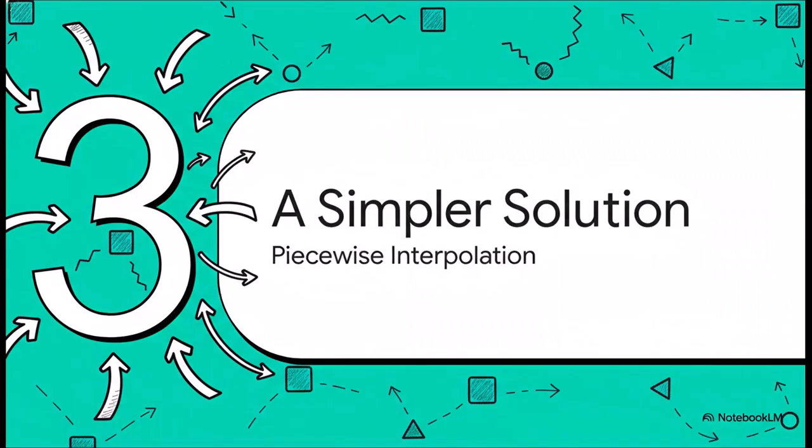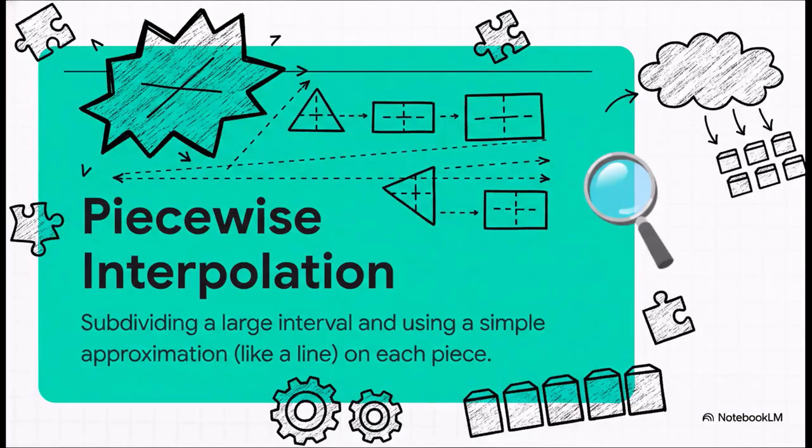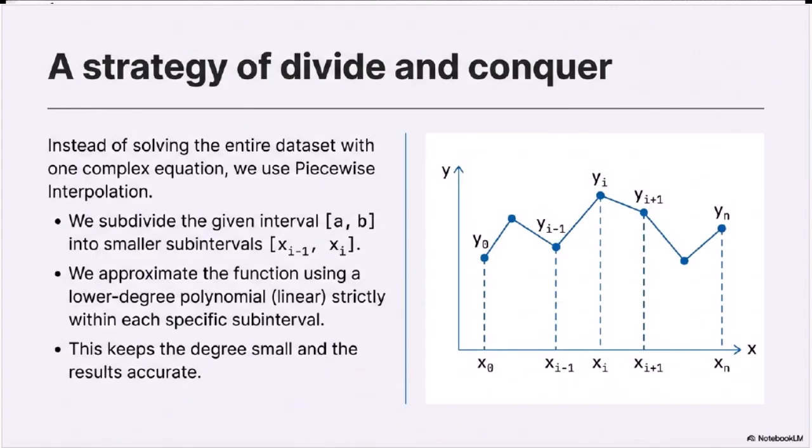So, let's meet our hero properly. This much smarter approach is called piecewise interpolation, and you can think of it as a classic divide-and-conquer strategy. Instead of trying to wrestle the whole problem at once, we're going to break it into tiny, manageable pieces. So here's the absolute key takeaway. We are no longer looking for one single master equation to rule them all. Nope. Instead, we're going to find a unique, super simple equation for each little segment between two data points. We're breaking a big, complicated problem into a bunch of small, simple ones.